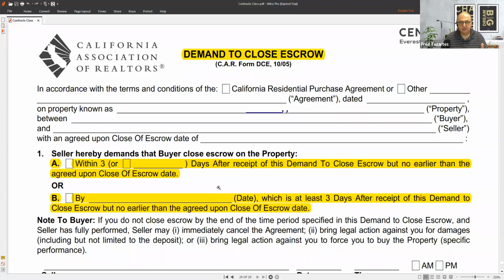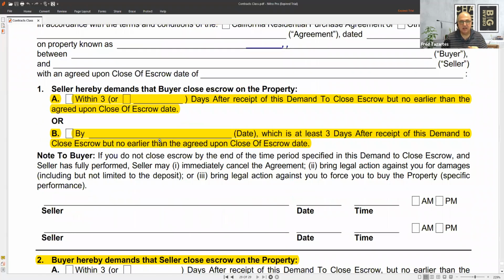Again, same, or by a specific date. Like I say, you can give it 5 days before, but this date has to be the close of escrow. You can't ask them to close earlier than what the contract has agreed to.